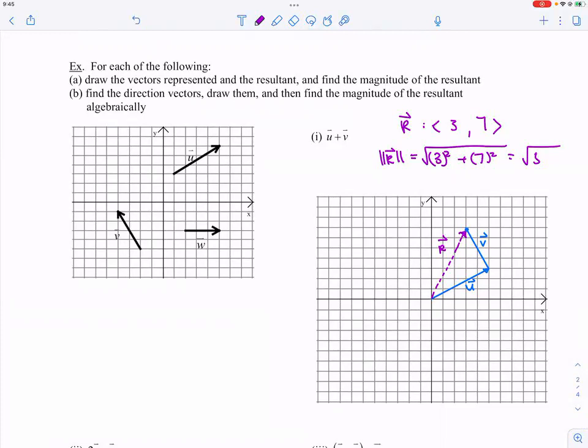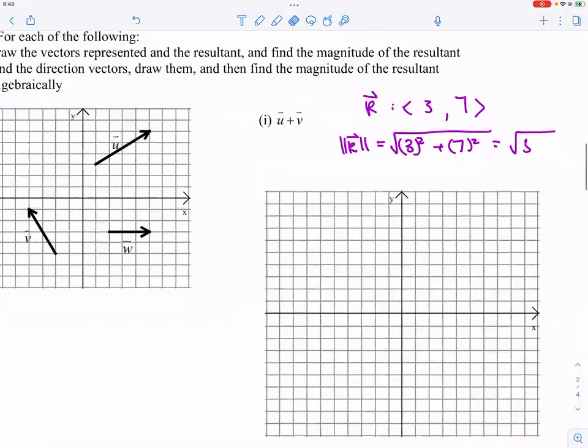Wait, hold on. Did I draw something wrong? Oh, yes, I did. My bad. My u got wrong. Let me draw again. U is 3 units up and 4 units to the right. Okay, so right here, this is the u. And then v is 2 units back to the left and 4 units up. Okay, no wonder. There should be a 2. Sorry.